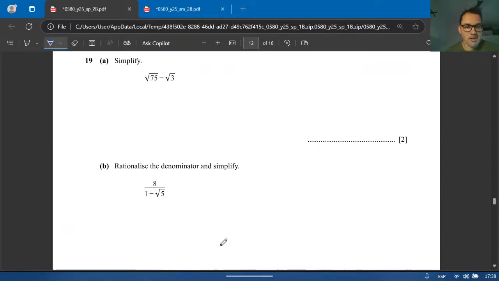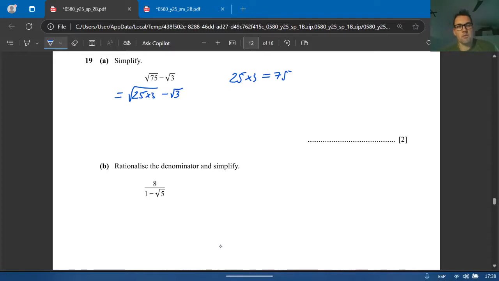On to question 19, and we arrived at the surds. Alright, first we need to change this surd to something else. We can think, what square number is there that goes into 75? The answer is 25. Yeah, because we can do 25 times 3 is 75. So we can write it like that. Okay. 25 times 3.